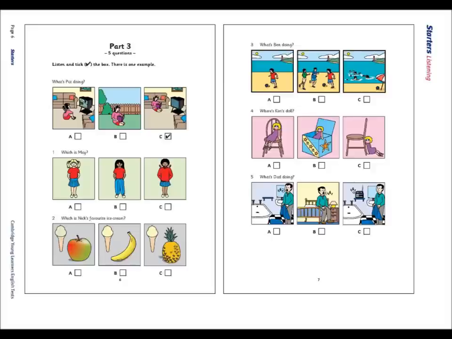Four. Where's Kim's doll? Why are you sad, Kim? I can't find my doll. Is it in the toy box? No. Oh, look. I can see it. It's behind the chair.